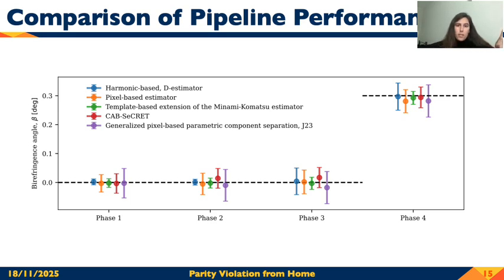So here is a comparison of all pipelines for the 4 different sets of simulations, 5 different pipelines. You can see all of them provide good results in all cases, and the best results were obtained with the template-based extension of the Minami-Komatsu estimator. And for that one, we have found that we can detect a beta angle of the order of 0.3 degrees with more than 10 sigma.